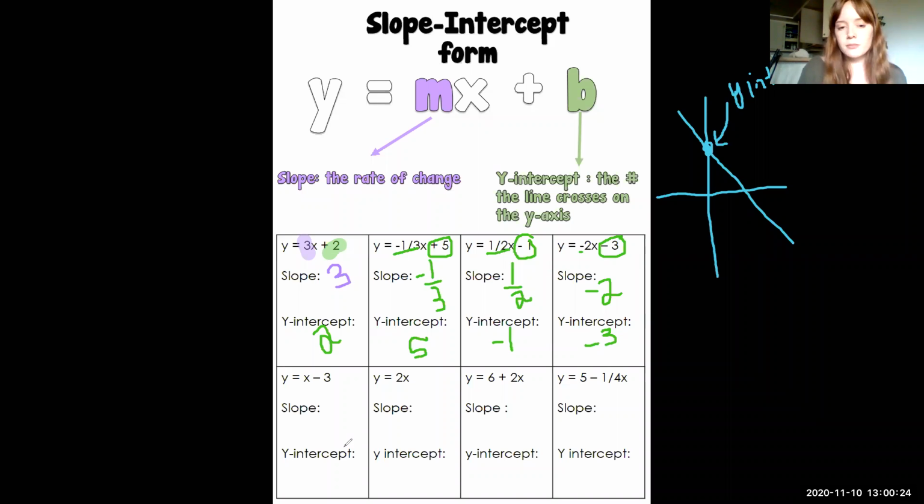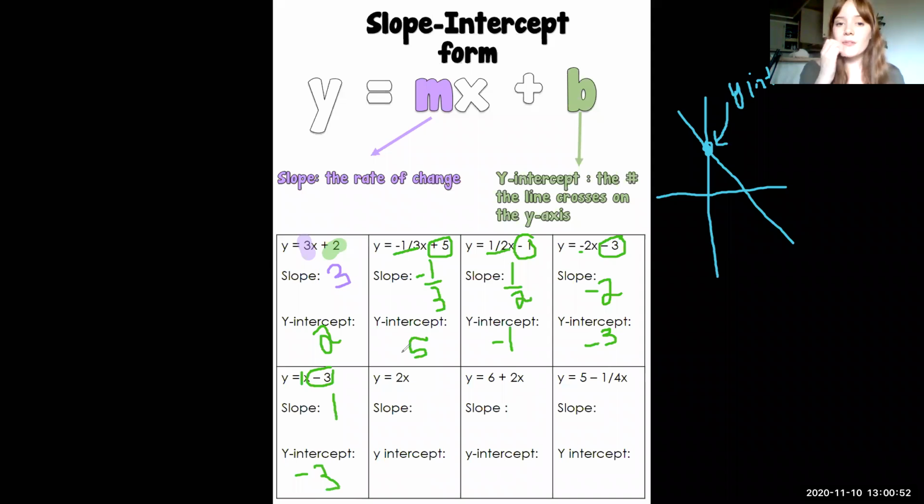I'm going to move to the next one. Our slope, this is one of the trickier ones. It just says y equals x minus 3. So you have to think about what the imaginary number is in front of all of our variables, and that number is 1. So our slope is 1. Our y-intercept is what's being added or subtracted. In this case, it's -3.